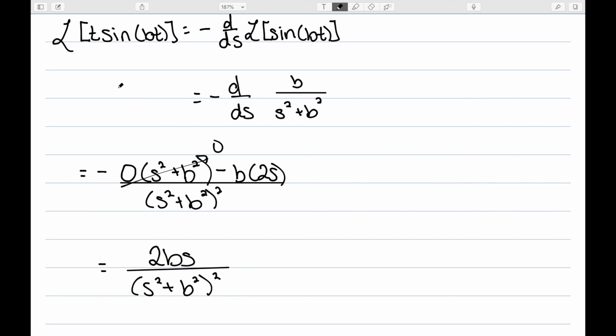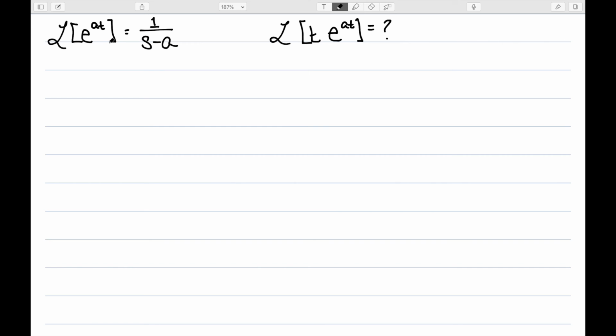Let's look at one more. Let's consider this one. We know the transform of e to the at is 1 over s minus a, and I want to find the transform of t e to the at. Well, my rule says that if I multiply by a power of t, I do negative 1 to that power, so negative 1 to the first power, times the nth derivative, so the first derivative of the transform of e to the at.